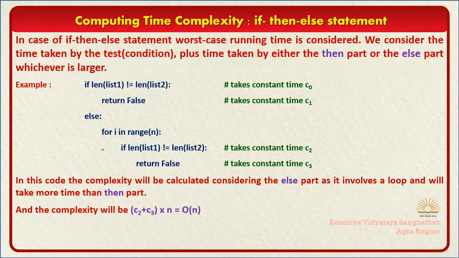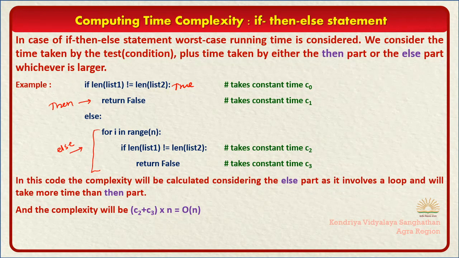One is executed when the condition is true. This part is called the then part. And the other part is called the else part, and it is executed when the condition is false. Only one of them will be executed. Either the then part is executed or the else part is executed. And when we are calculating complexity, what do we do? We consider the part that is taking more time.